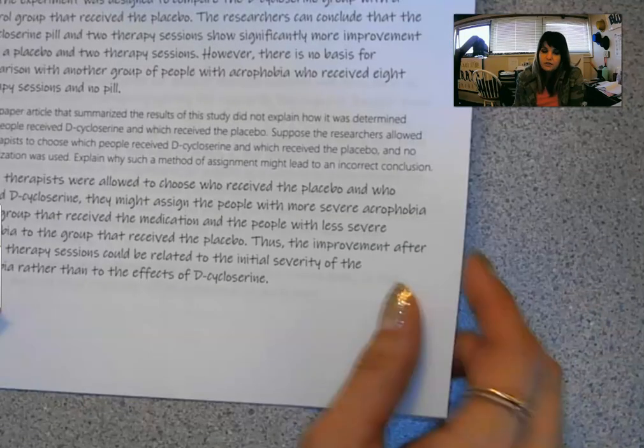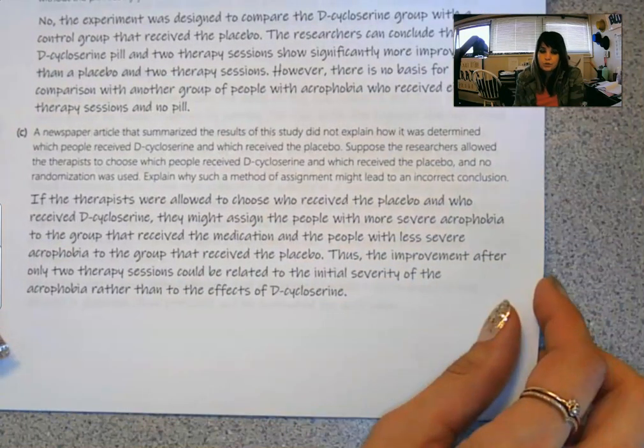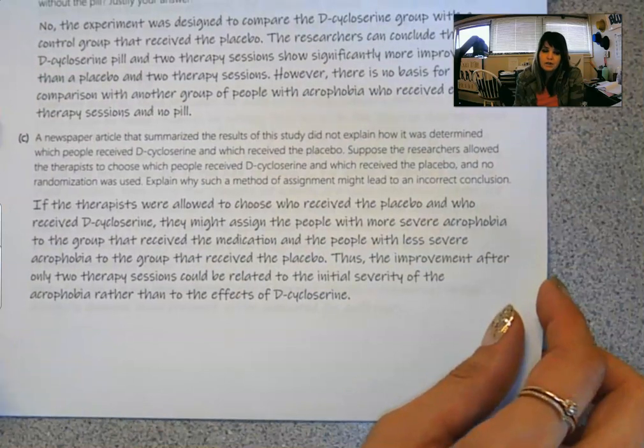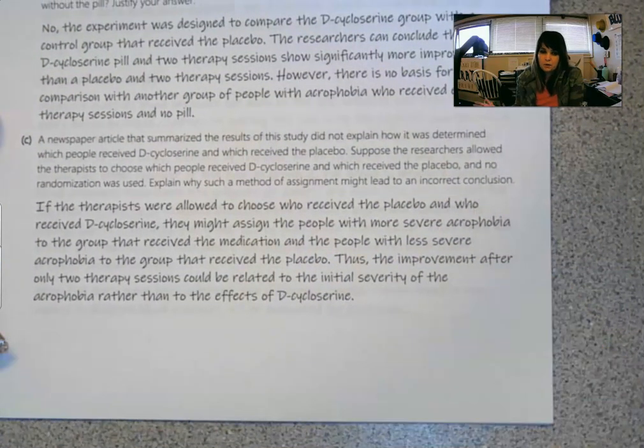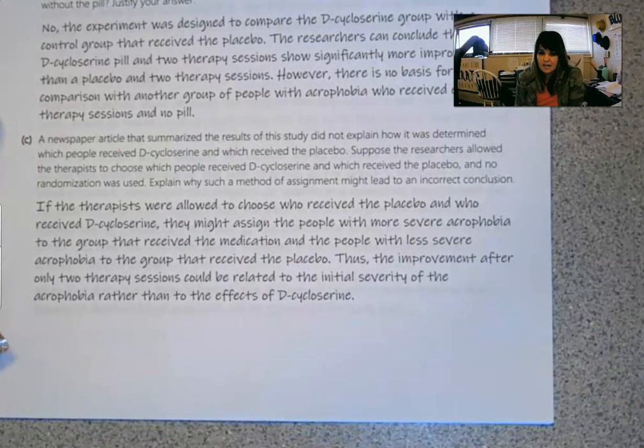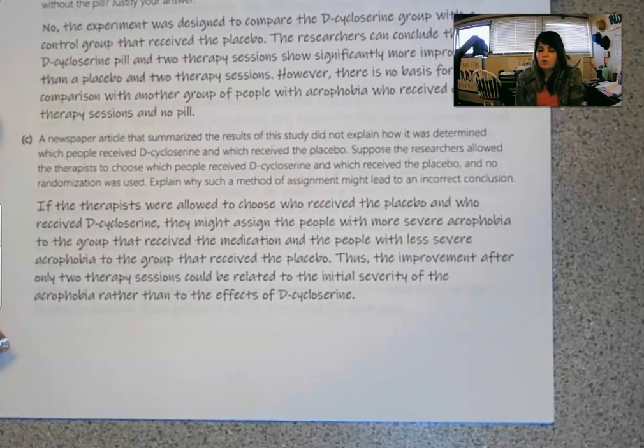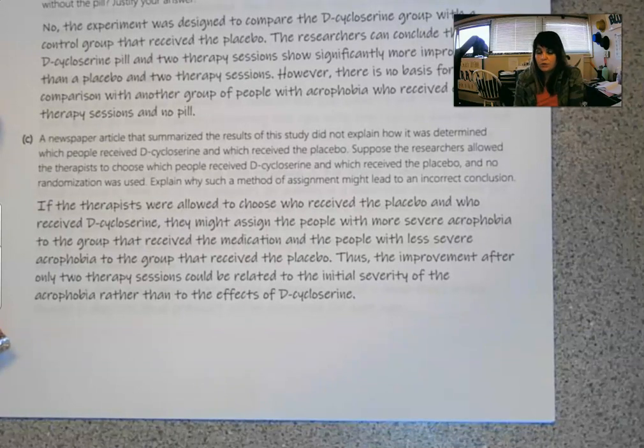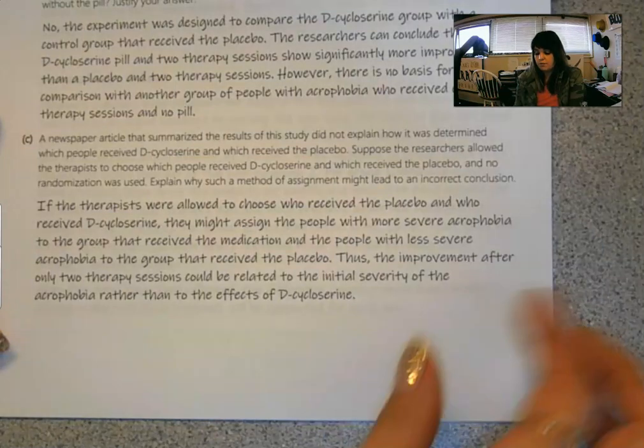C, if the therapists were allowed to choose who received a placebo and who received D-cycloserine, they might assign people with the more severe cases to the group that received medication, and the people with less severe would go to the placebo. So we wouldn't know if the improvement was because of the therapy sessions and the cycloserine, or if it was because of the severity of their initial acrophobia. So the important thing there is we won't know if it's because they put all of the severe acrophobia people in one group and then the less severe in the other group. So there's confounding happening here.